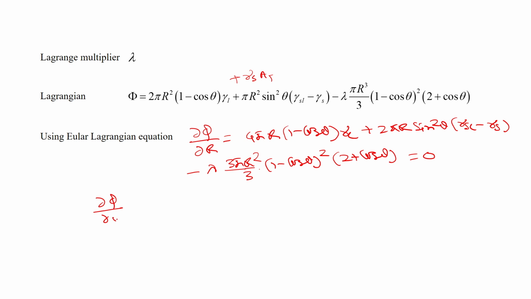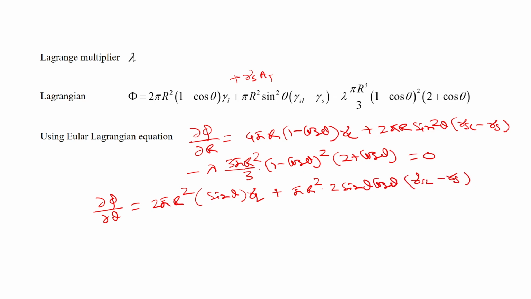Now I have the Lagrangian, del phi by del theta, same. I will have to derive it with respect to theta as well. So, here it will be 2 pi r square into (1 minus cos theta), so it is 0 minus cos theta sin theta actually. So, sin theta gamma L plus pi r square sin square theta will be 2 sin theta cos theta into (gamma SL minus gamma S), and minus lambda pi r cube by 3, and here I have to derive the whole thing.